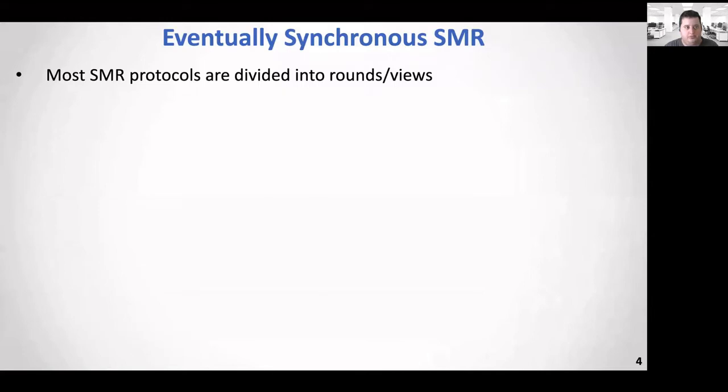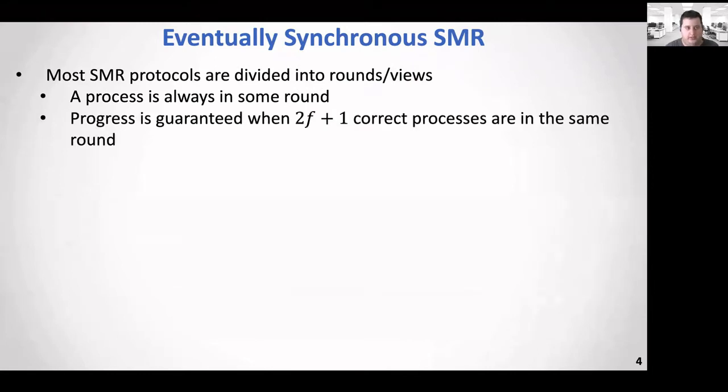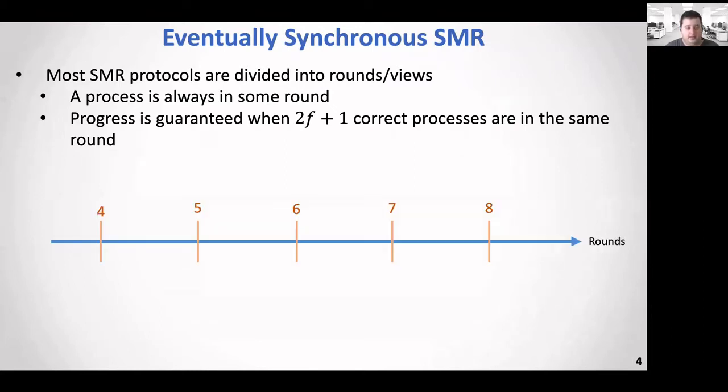Now, most SMR protocols are divided into rounds, or views. They mean the same in our context here. A process is always in some round, and progress is guaranteed once you have 2f plus 1 correct processes which are in the same round. So let's look at an example. The axis here represents the round numbers, 4 through 8 in this example. And let's say that the SMR protocol is used to create a blockchain. So this is the current state of the blockchain. And we have 2f plus 1 processes currently in round 4.